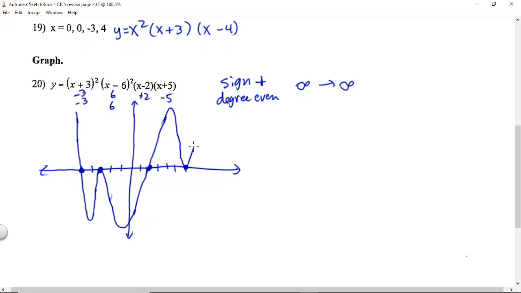And there are no more zeros, so it's not going to come back down again. It's just going to go up and up. And now we see, does that agree with our end behavior? Yes, it does, because we said it would be going to positive infinity. Okay, so that's what the graph looks like.